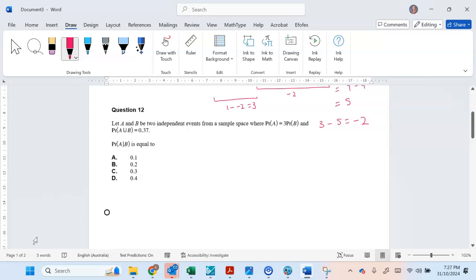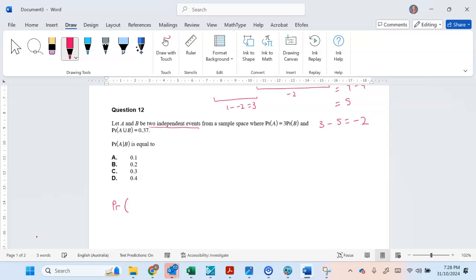Let A and B be two independent events from a sample space where the probability of A is equal to 3 times the probability of B, and the probability of A or B is equal to 0.37. The probability of A given B is equal to what? The important thing to note is they're independent events. Whenever you see independent events, you need to think of your independent events formulas. You should have them in your bound book. Let me just write them over here.